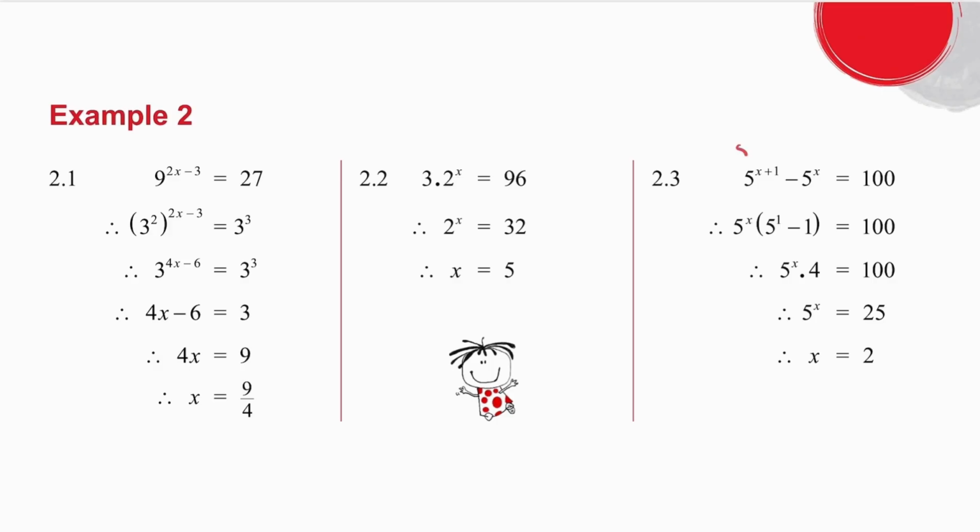5 to the x plus 1 can be written as 5 to the x times 5 to the 1. There are 2 terms, so I take out a common factor of 5 to the x. I'm left with 5 to the 1 minus 1. 5 minus 1 is 4. I take it to the other side and I divide. And then 5 to the power what is 25? It's 5 squared, so x is equal to 2.